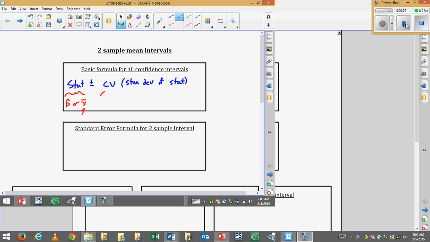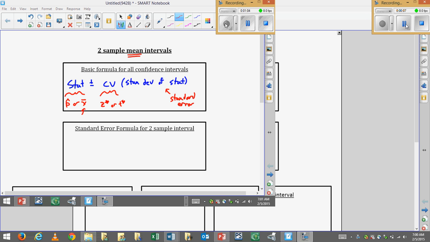The critical values, it's either a z star or a t star. And today we talk about both of those because we're talking about means. And then the standard deviation of the statistic, which we will also call standard error. Right? So the standard error for a two sample interval, this one for means. If you look on your yellow sheet into that table, we can start to see what that looks like.